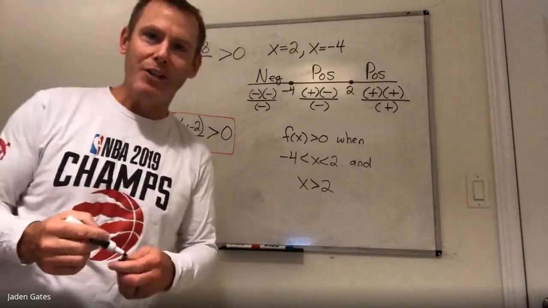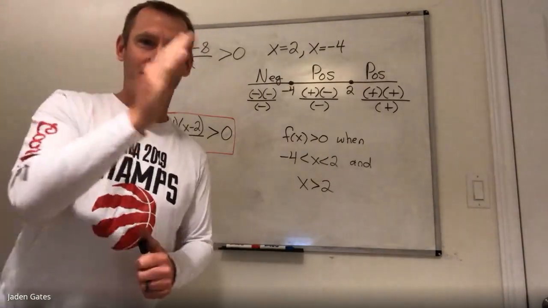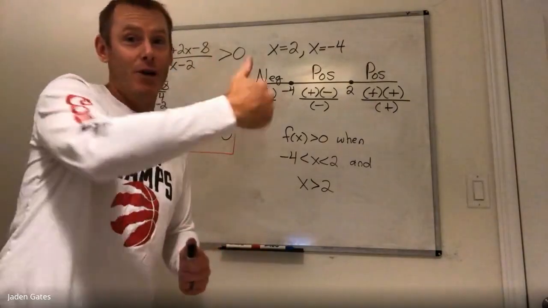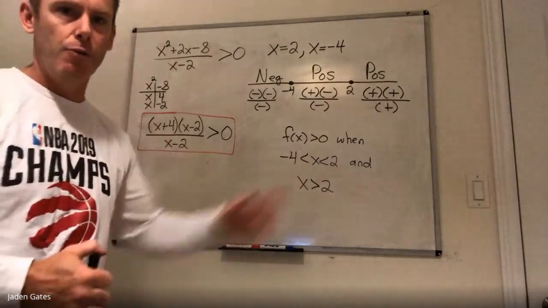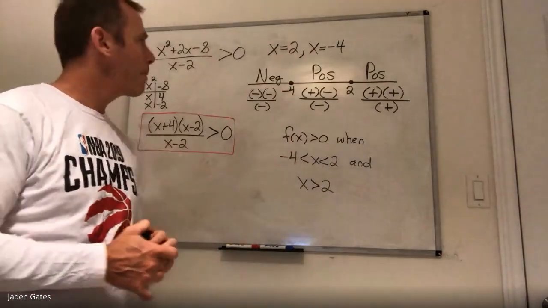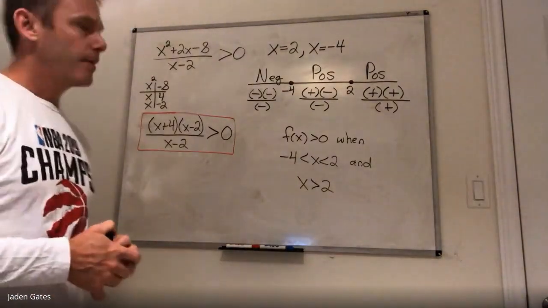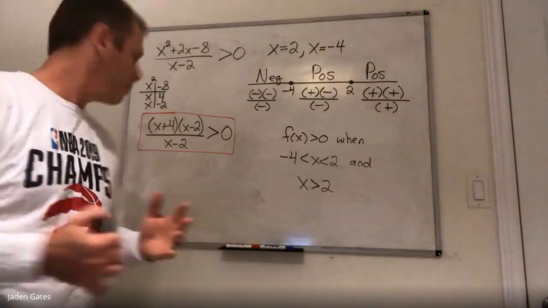So for those of you who think the chart is always positive, negative, positive, negative, positive, negative, or negative, positive, negative, positive, back and forth, sometimes it isn't. We got 2 positives in a row there on the interval. All right, any questions at all?